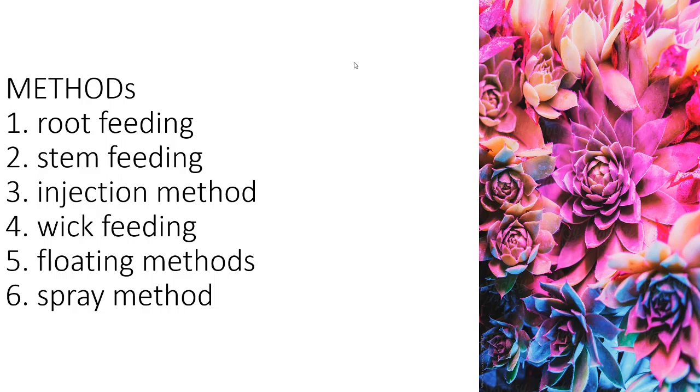So let's see the different methods of introducing radioactive isotopes into the plants: root feeding, stem feeding, injection method, wick feeding, floating method, and spray method. Let's see them one by one.